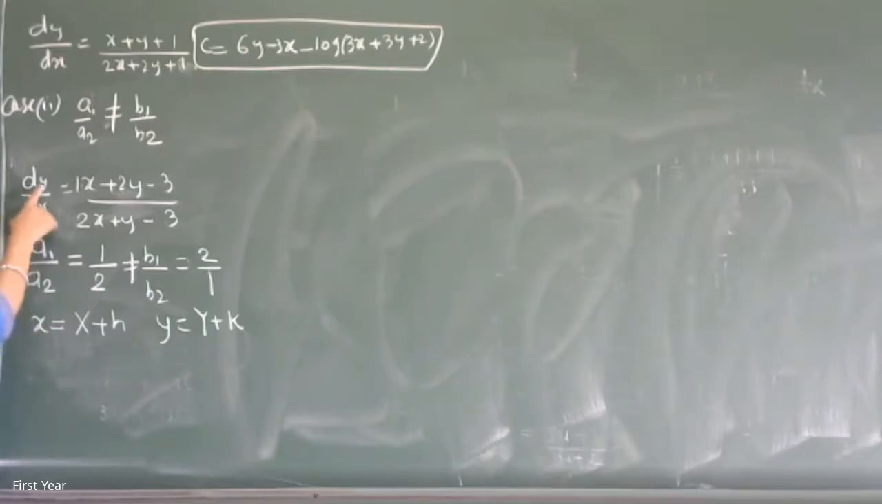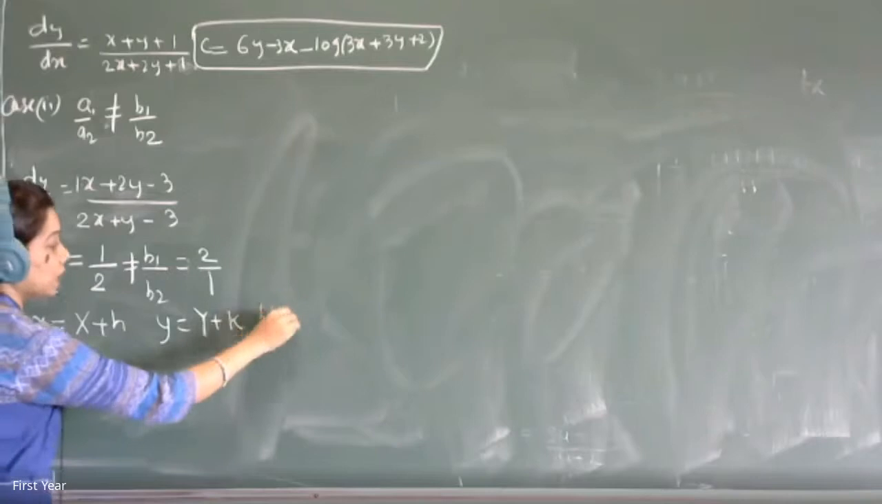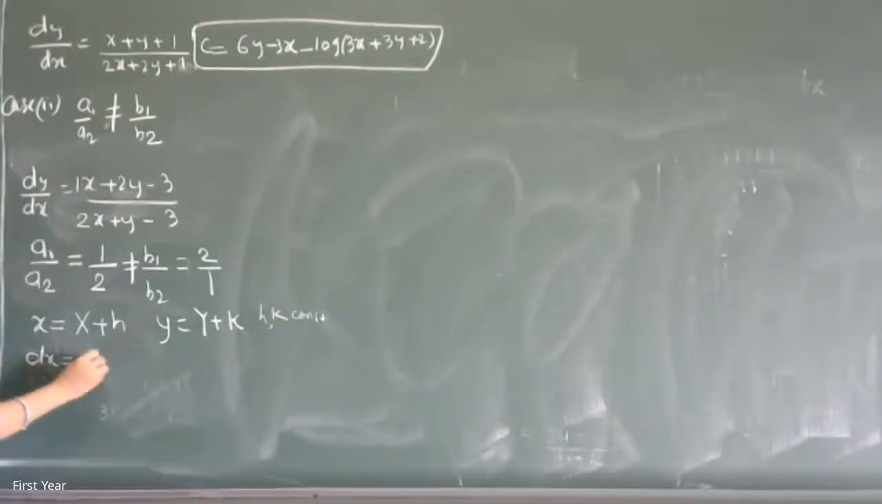But I have dy by dx also. So what is the value of dx? How do you get change in x? h and k are constants. So small dx is capital dX.